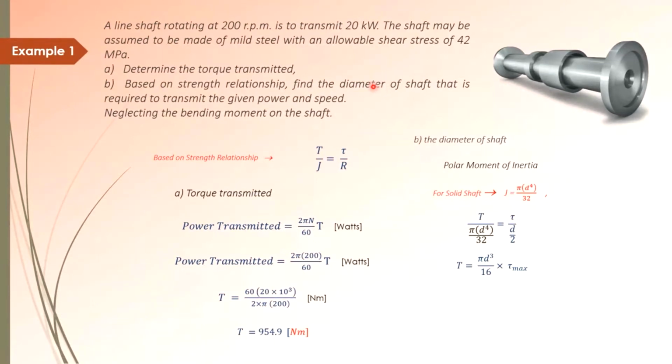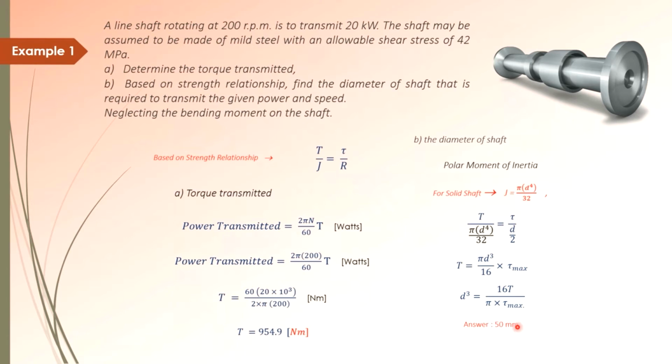Now what we need is the diameter, so our diameter has to be the subject. Therefore, d cube would be equal to 16T over pi times tau max. From this equation, you got this. So just substitute the torque that we have got just now, 954.9, and the tau max, which is 42 times 10 to the power of 6 Newton per meter square.